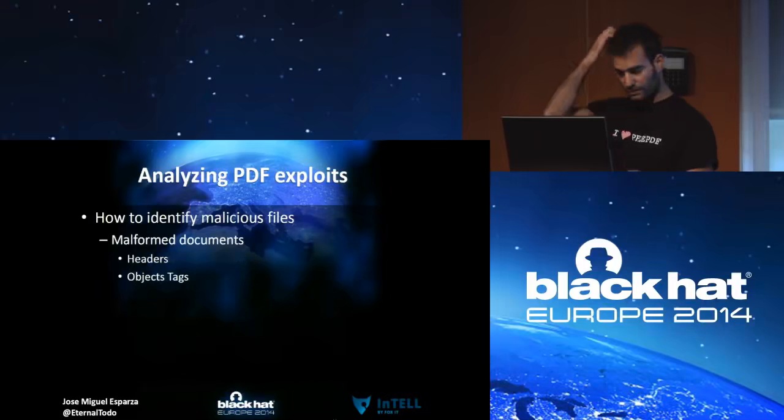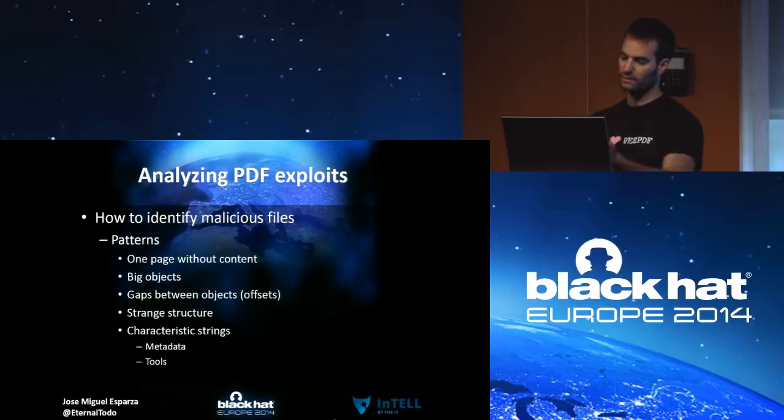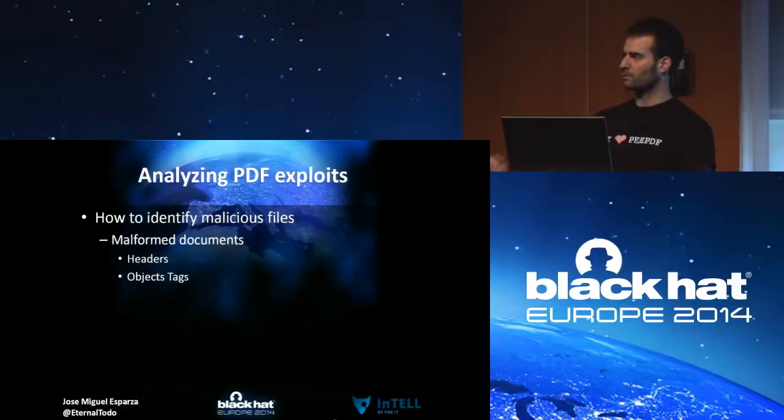Also, this is what I was mentioning: gaps in the offsets, big objects, characteristic strings. This for antivirus is really harmful. If a base exploit has, for example, a date with hour and seconds, some metadata, you can use that like a signature to detect them, of course.